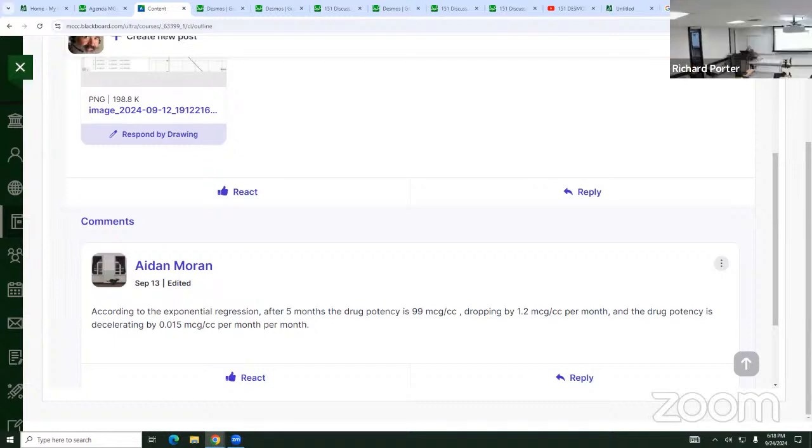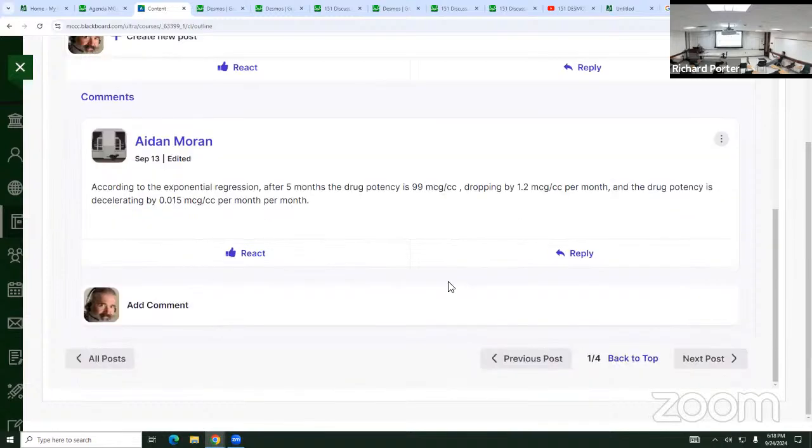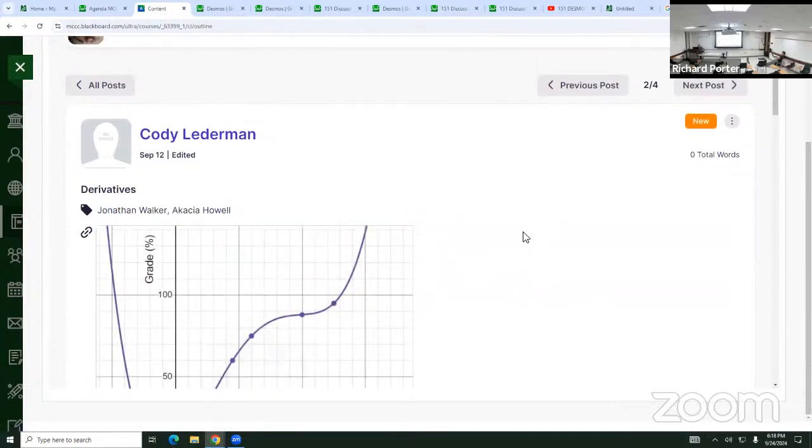In this case, it's decelerating by 0.015. So that speed that's 1.2 is dropping by 0.015 every month. That's what it means by the rate is 1.2 micrograms per cc per month. But that number is dropping by 0.015 micrograms per cc per month each month. So the next month it should be dropping by not 1.2, but 1.185. All right. I'm just trying to get you to think about these things. That's where we're heading. That's why it says per month per month.